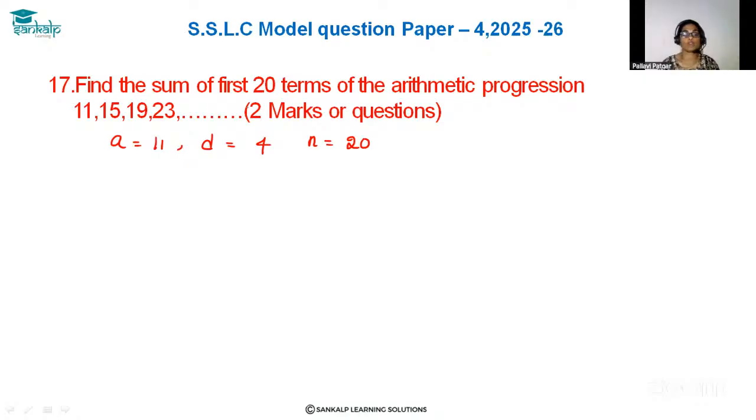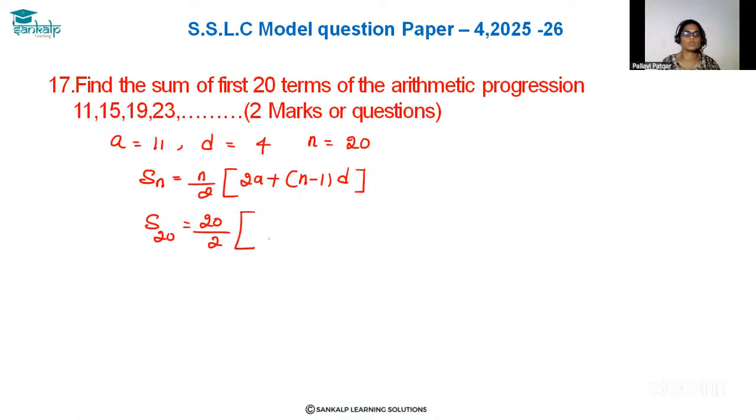Here the formula for the sum of the first n terms of an arithmetic progression is Sn is equal to n by 2 into 2a plus n minus 1 into d. Substitute the values. So S20 is equal to 20 divided by 2 into 2 into a, which is 11, plus 20 minus 1 into d, which is 4.